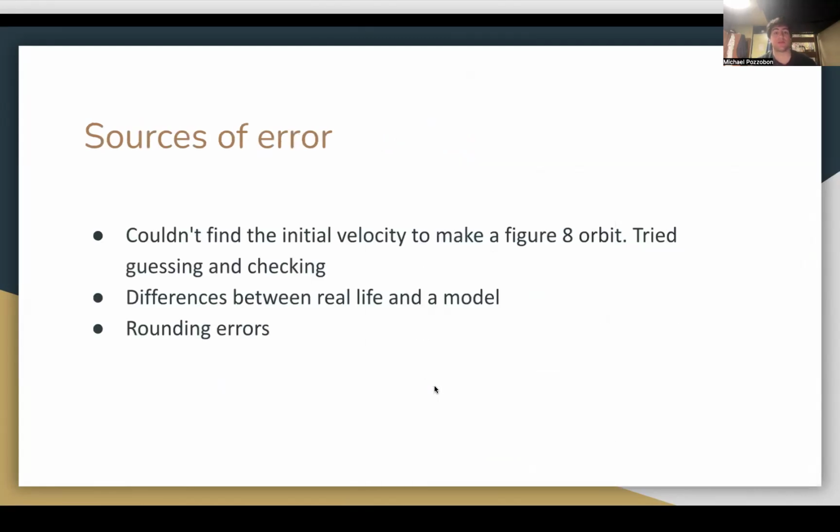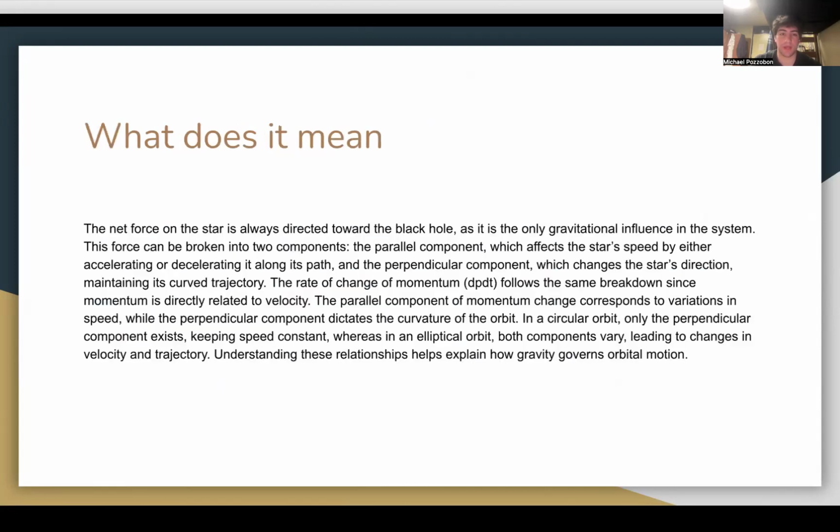Sources of error. We couldn't find the initial velocity to make a figure eight orbit. We tried guessing and checking, but couldn't get an exact value. There is also the difference between real life and a model; different things can go wrong in real life. There could be other things nearby in the way of the spaceship, and rounding errors always. But other than that, it's a model, so it could be pretty accurate.